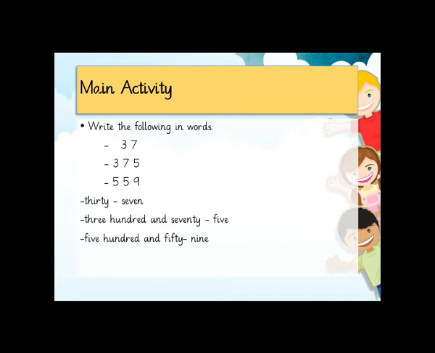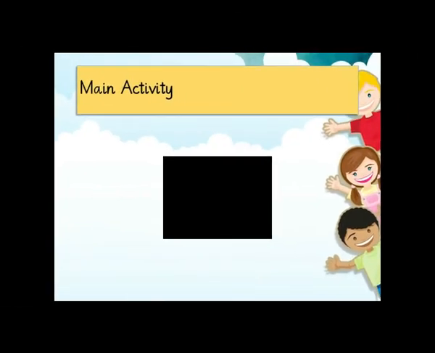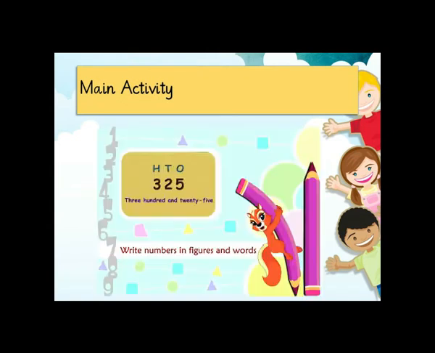37, 375, 559. It's very important to place a hyphen between 37, 75 and 59. Okay, now let's watch a video regarding writing numbers in figures and in words.